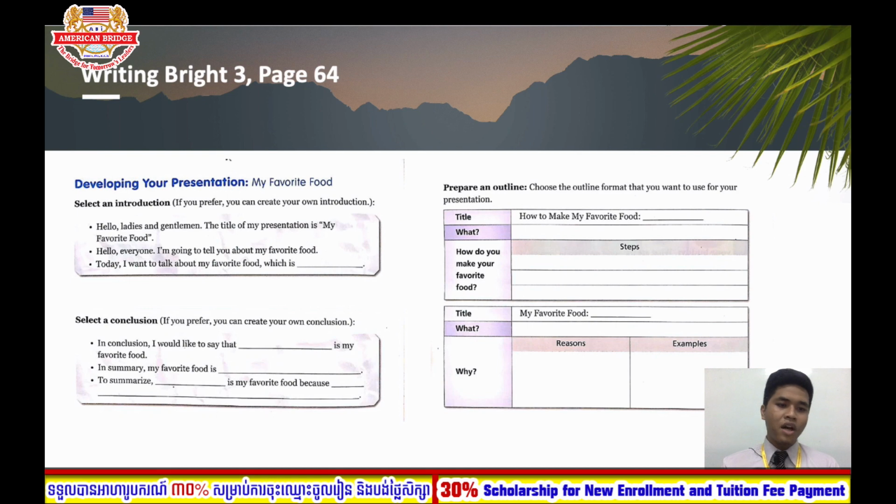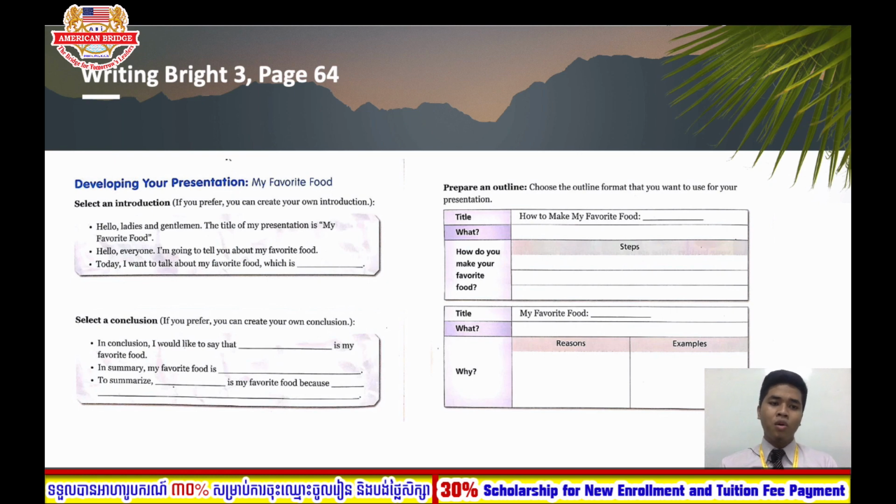Last but not least, we have the conclusion. In this conclusion, there are 3 statements, and all of these statements centralize on summarizing the point and also expressing their own idea, as you can see. Some of the important phrases that you should remember are in conclusion, in summary, or to summarize. So these are the important phrases that you should use when you are given a topic to do a presentation.